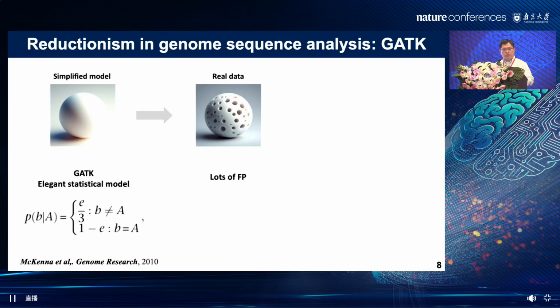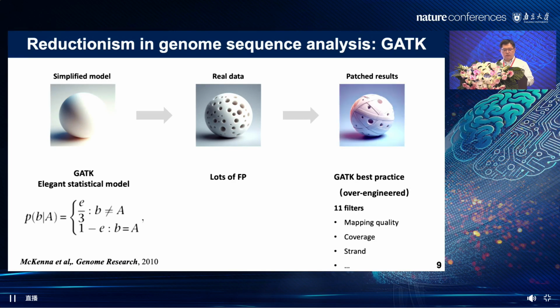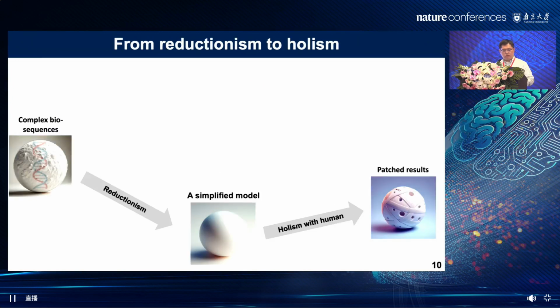However, when it's applied to real data, there are lots and lots of false positives. So at the end, what GATK does is introduce many additional filters. They officially announced 11 filters, and they call it GATK best practice. So you have a highly simplified model, and then you have the patches. This is the way reductionism is done.